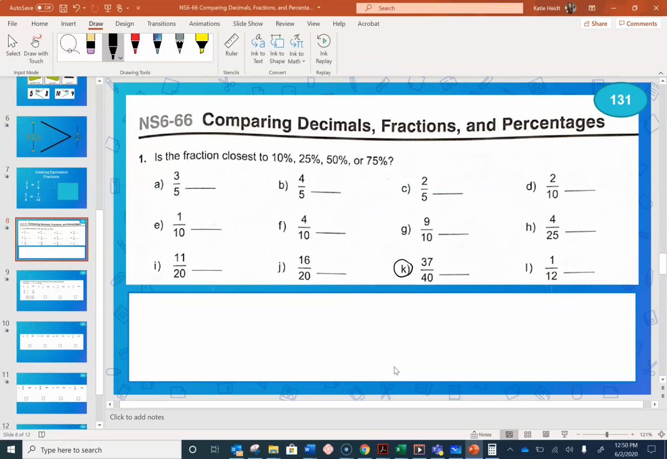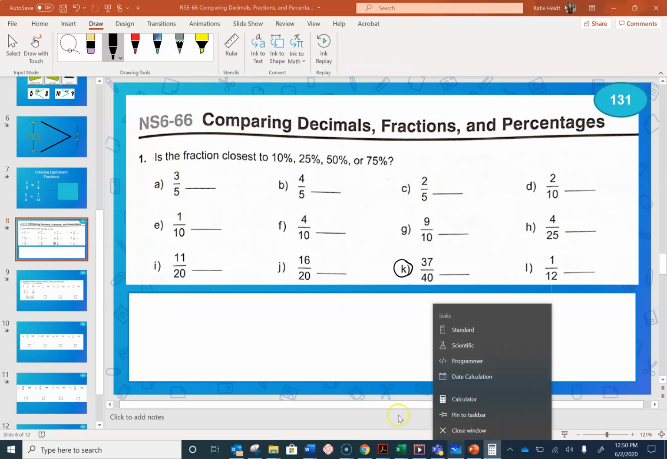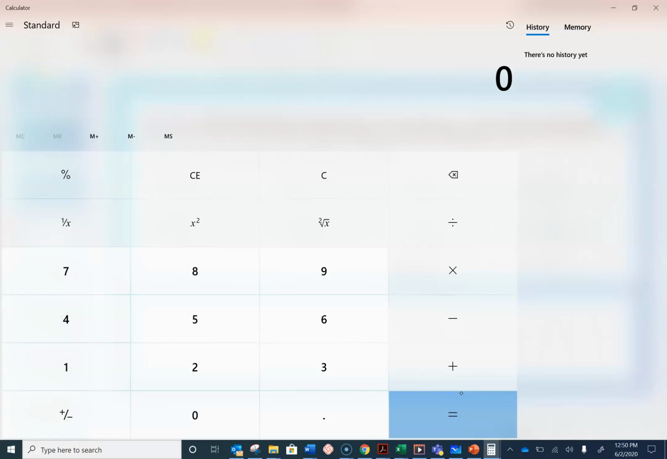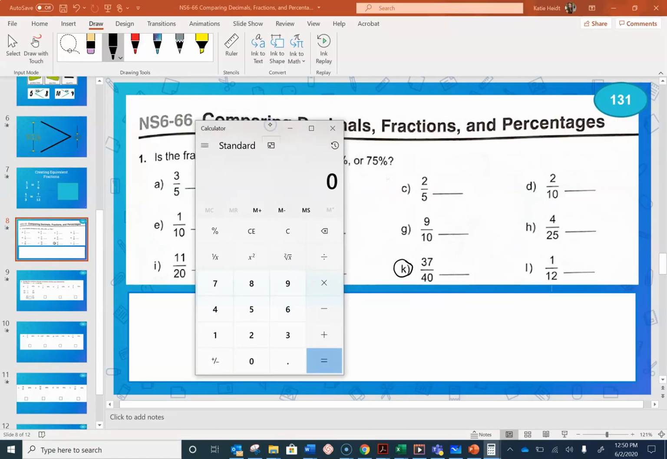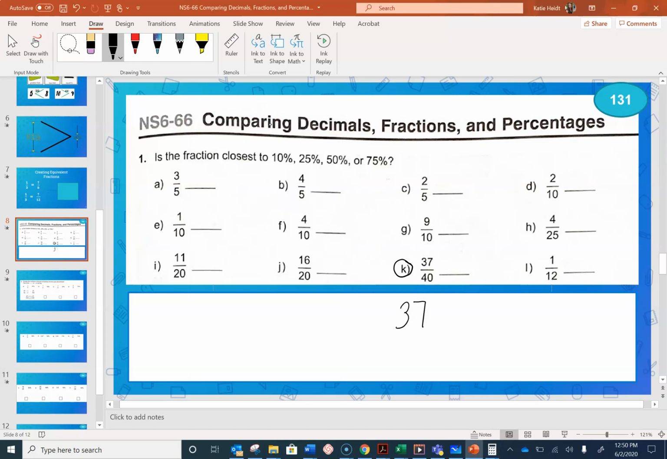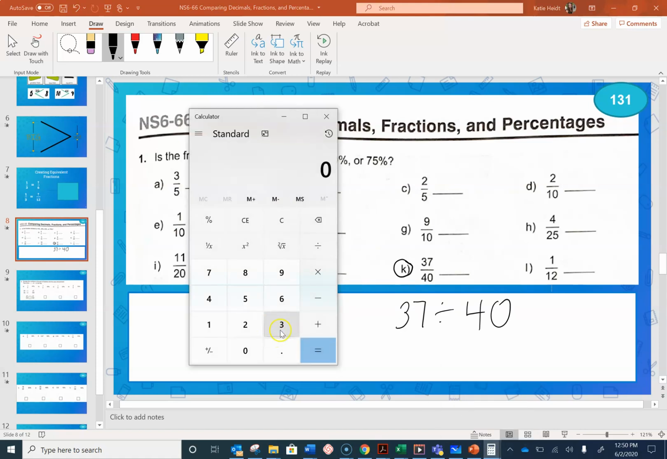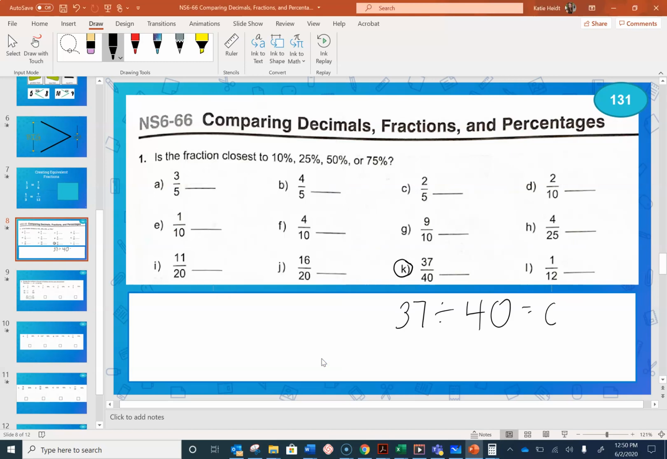So a calculator can help us with K because 37/40 is simply another way of saying 37 divided by 40. Remember, that line is another way of writing divided by. Sorry, my calculator keeps disappearing. All right, let's give this a try. 37 divided by 40 equals 0.925. So now we have a decimal, but we are comparing it to percents.